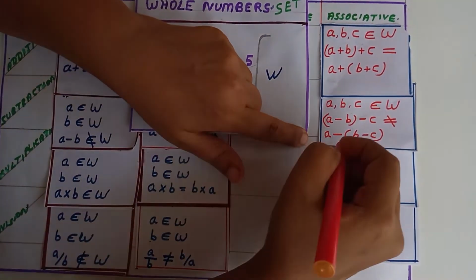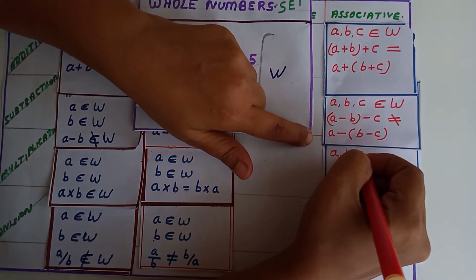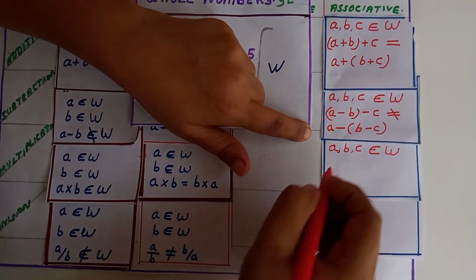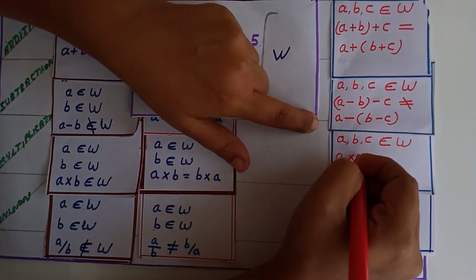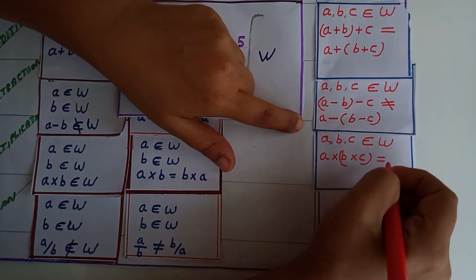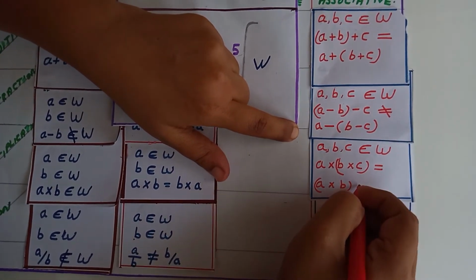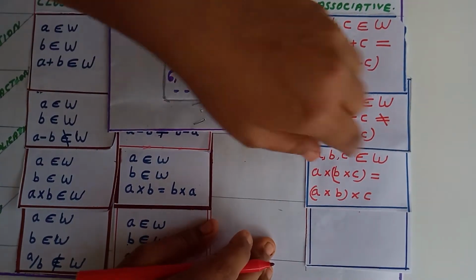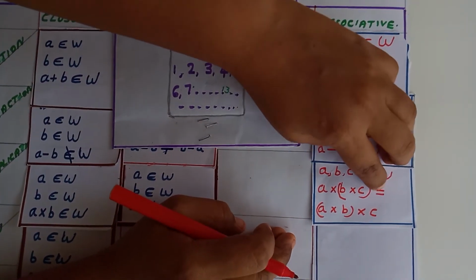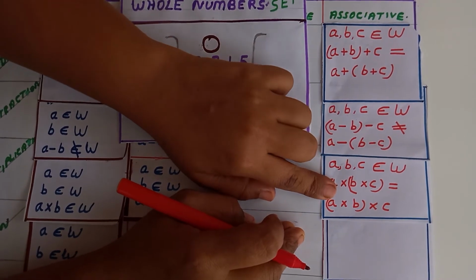Next, our aim is to do the same for multiplication. Take three variables A, B, C from the whole number set. And check that A into B into C equals A into B into C. Just check our answer. We got the answer yes. That means here it will be equal always. For all the numbers, this statement will be equal.